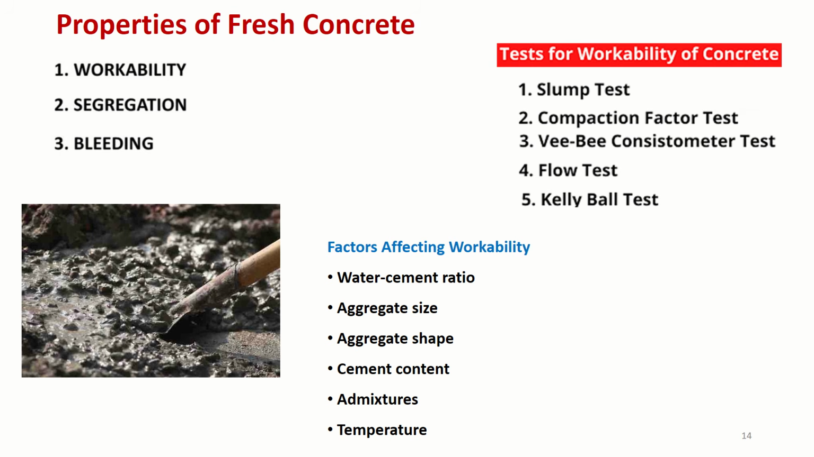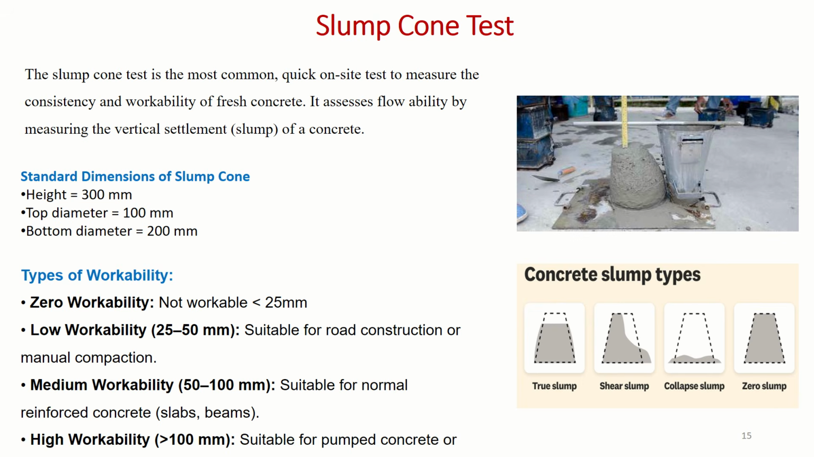Workability also changes because of cement content. If cement content is more, we will get good workable concrete because more fine material is available for mixing. Sometimes admixtures are added to improve the workability. Temperature also affects the workability. Higher temperature reduces the workability. Lower temperature increases the workability.